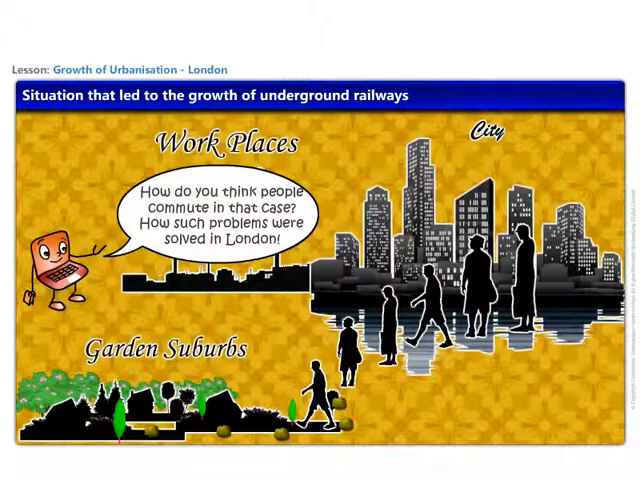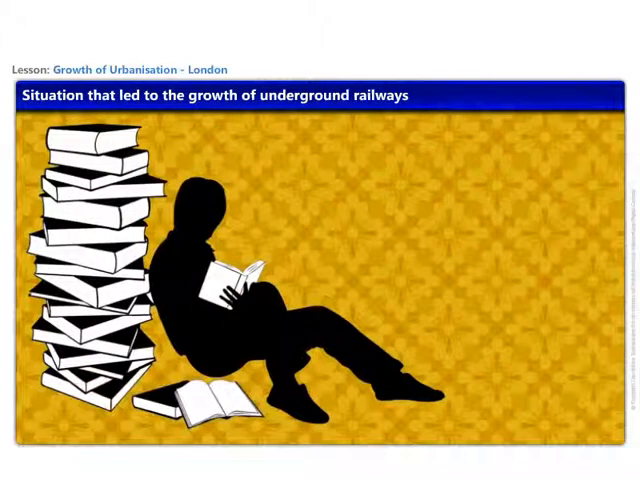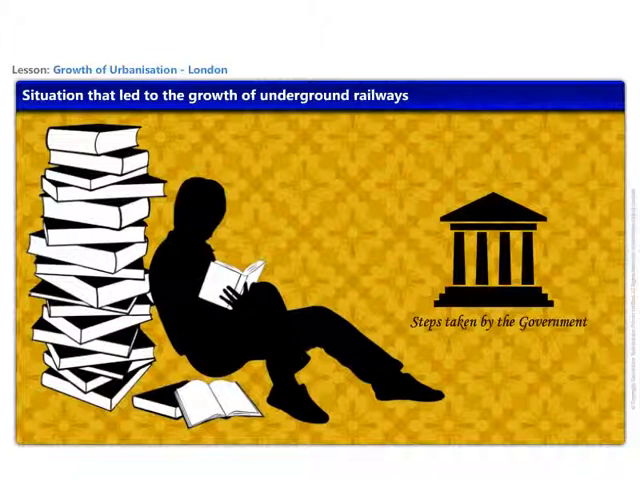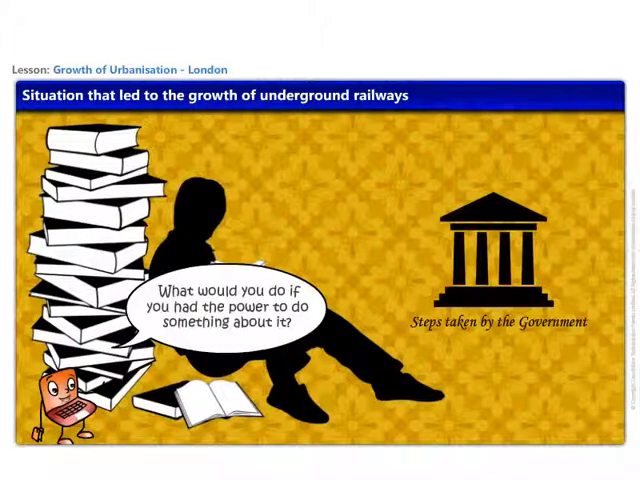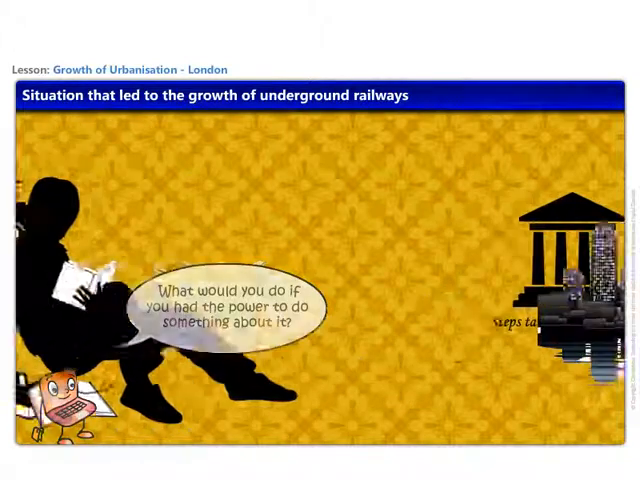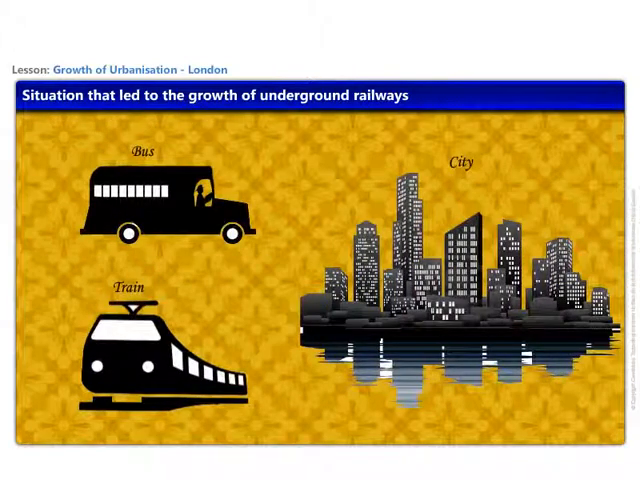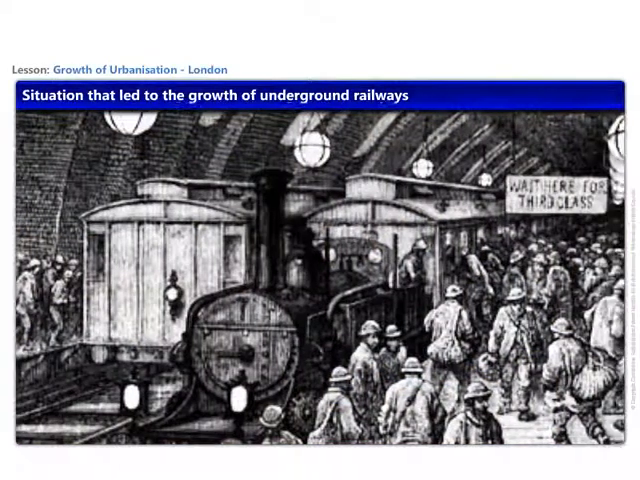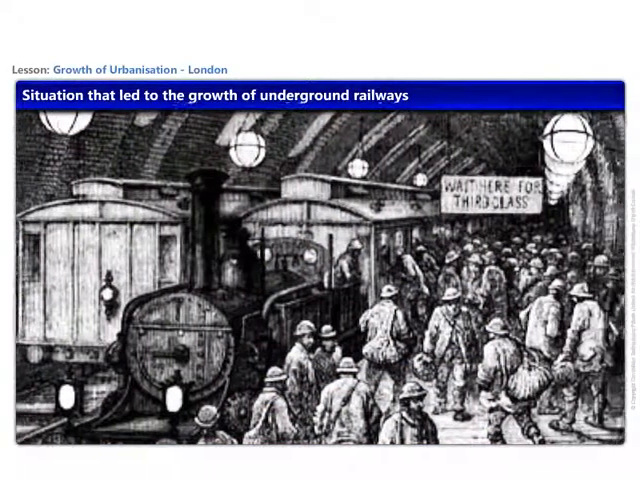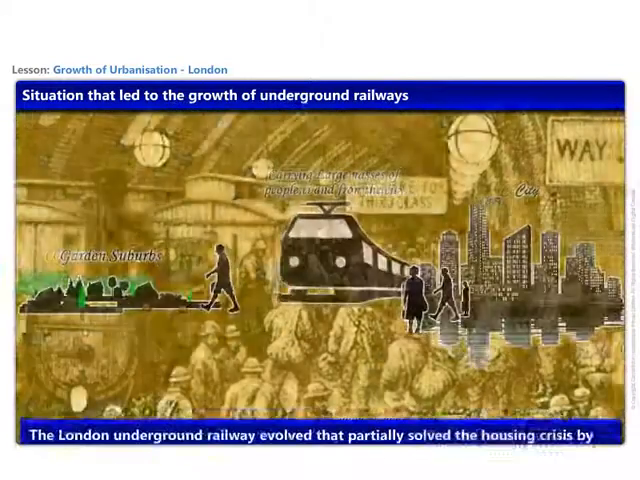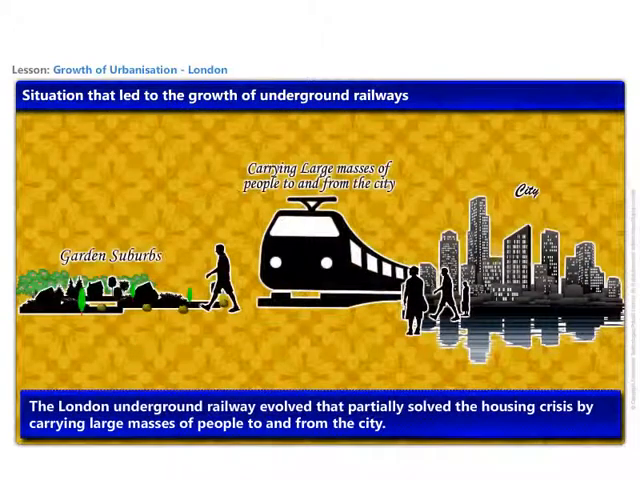How were such problems solved in London? You must have read about the steps taken by the government to solve similar problems. What would you do if you had the power to do something about it? There had to be better means of traveling to the city for work. Thus, the London Underground Railway evolved, which partially solved the housing crisis by carrying large masses of people to and from the city.